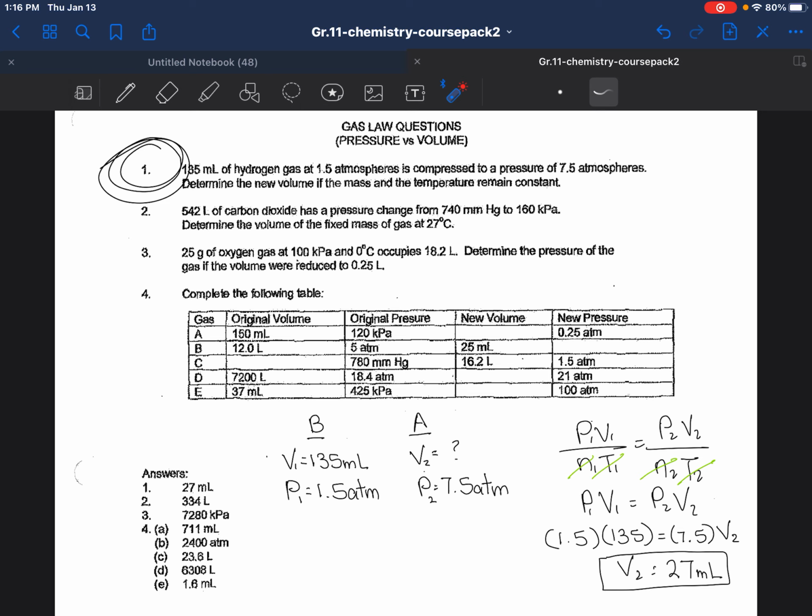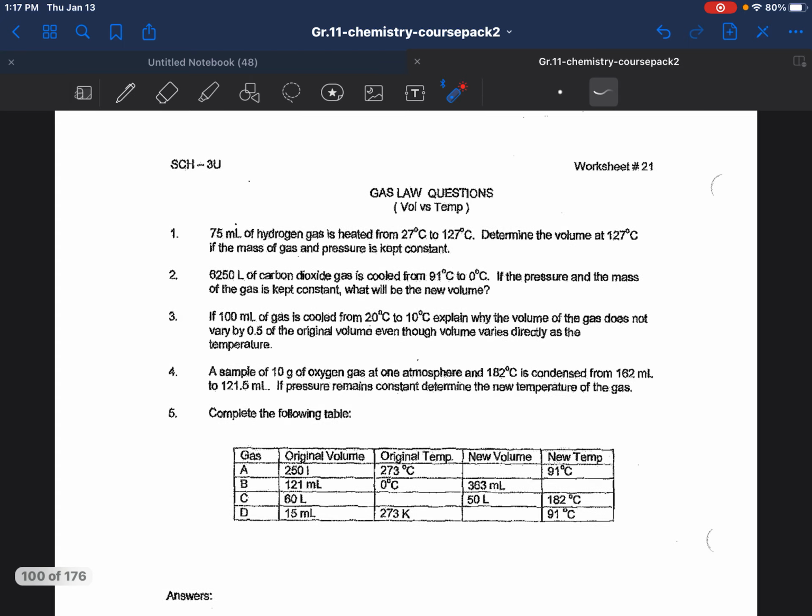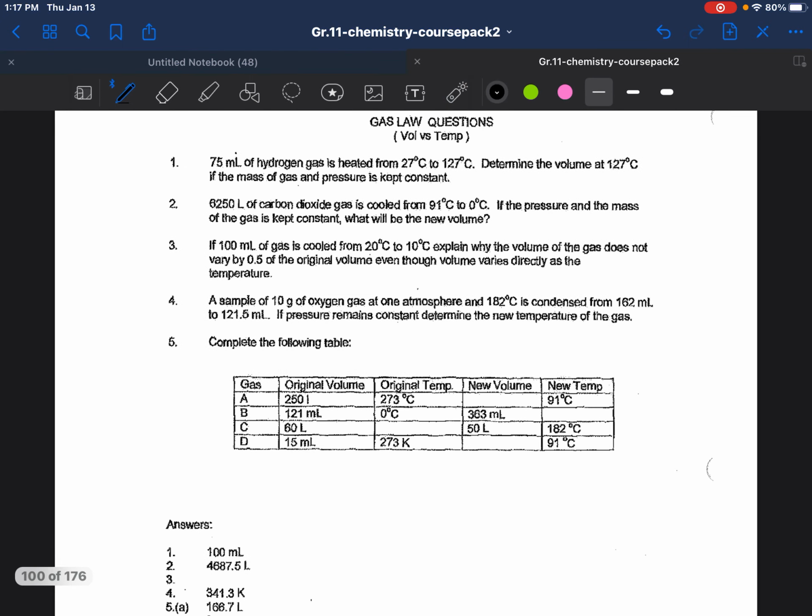All right, so that's the first question. That's a pretty standard question if you ask me, and pretty simple. So let's take a look at another question. Let's do this one. So again, these are questions based on changes, so there's going to be a before and after. Let's take a look at what it says.